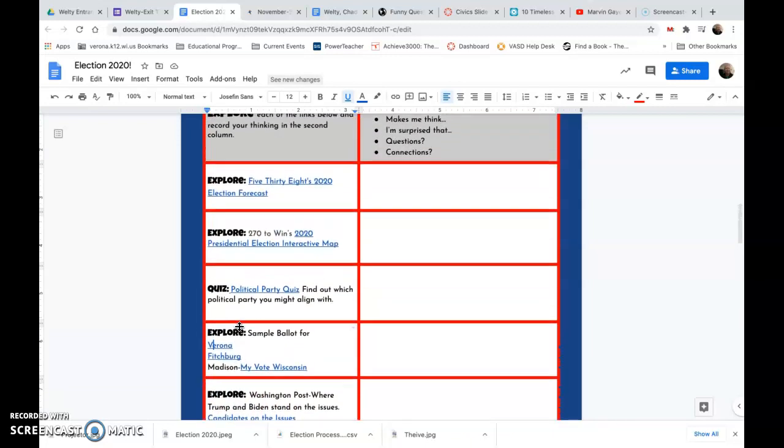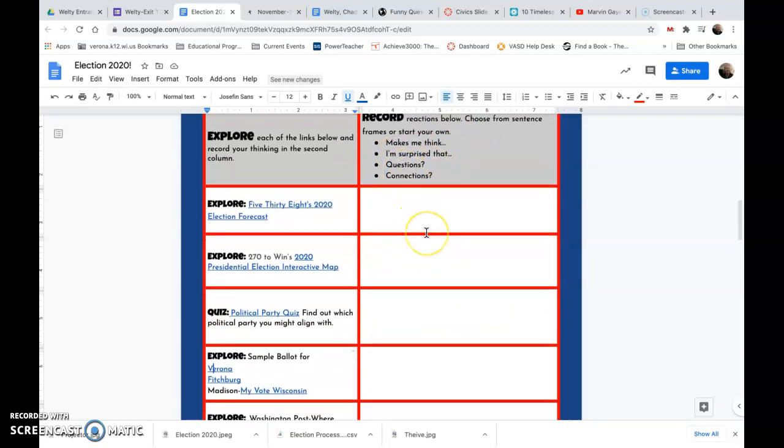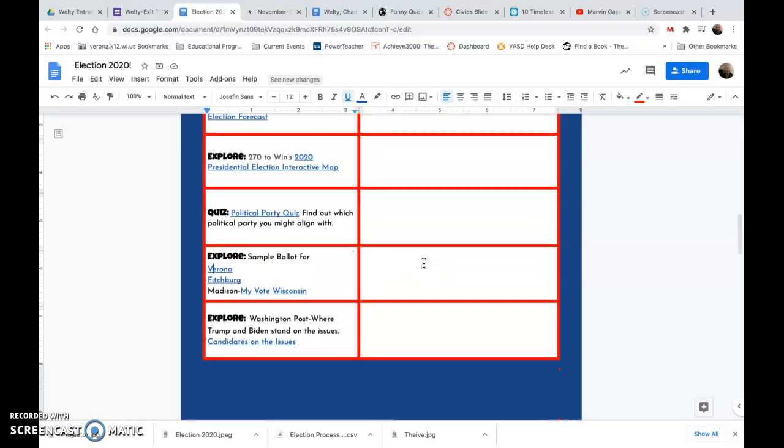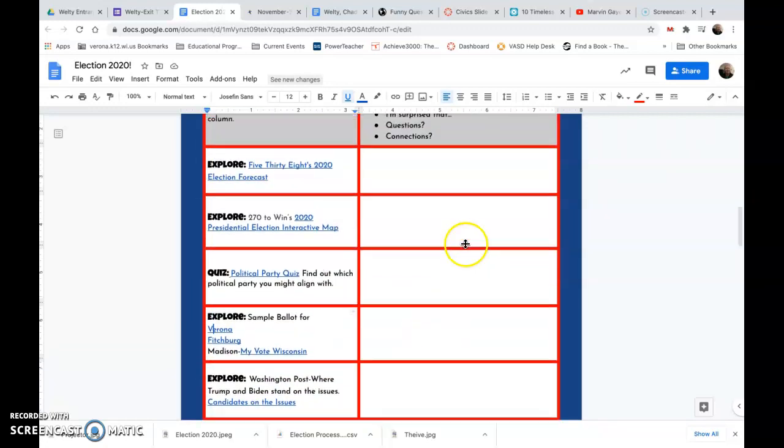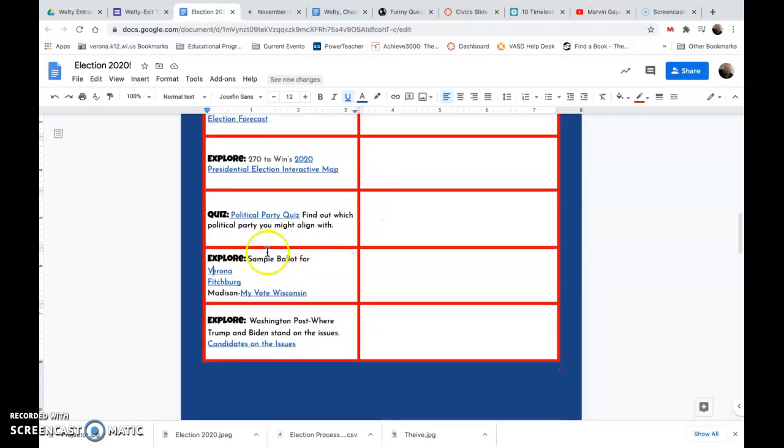Again, on the right-hand side here, I want you taking notes, asking questions, completing these thoughts. This makes me think, I'm surprised that, some questions I have. You should be filling all of this out on the right. And again, you need to do at least 3 of these, all 5 of them if you're working towards Exceeds Mastery. Again, if you have any questions, please let me know, and I will help you any way I can.